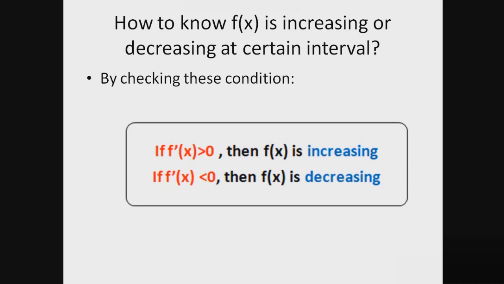Now we are going to learn about how the derivative can actually tell us whether f(x) is increasing or decreasing at a certain interval. Before we proceed to the question, let us check this condition or understand it. If f prime x is greater than 0, then f(x) is increasing. But if f prime x is less than 0, then f(x) is known as decreasing.